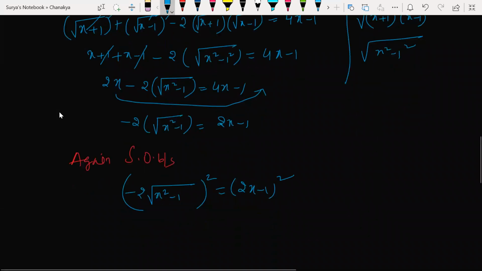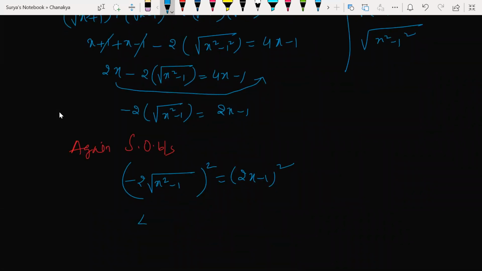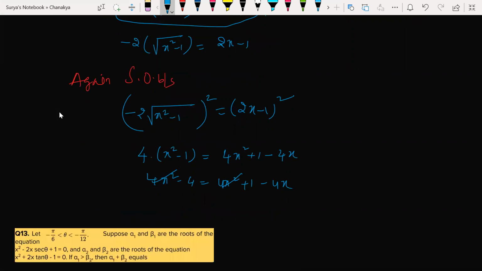So minus to the power of even number always gives me positive. So plus 4 into x square minus 1, which is equal to, solve this, a square plus b square minus 4x, right? 4x square minus 4 is equal to 4x square plus 1 minus 4x. So 4x square will get cancelled. So what do I remain with now? 4x is equal to minus 4 minus 1, which is going to give me minus 5. So minus will get cancelled. x is going to give me 5 by 4.